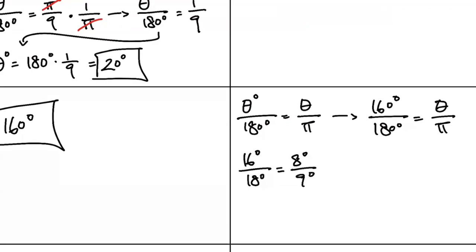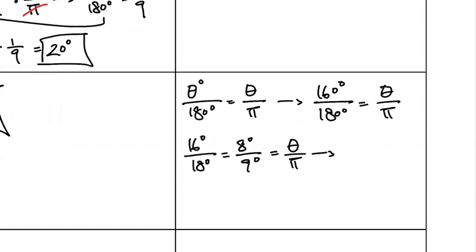Great. So we've got 8/9, and we know that that equals theta over pi. If I want to get the theta by itself, what do I need to do? Yeah, we're just going to multiply both sides by pi. And it turns out that what else reduces is the degrees. Those units also reduce. So we end up with, let's put this in the next line, theta equals 8/9 times pi. That's one way of writing it.